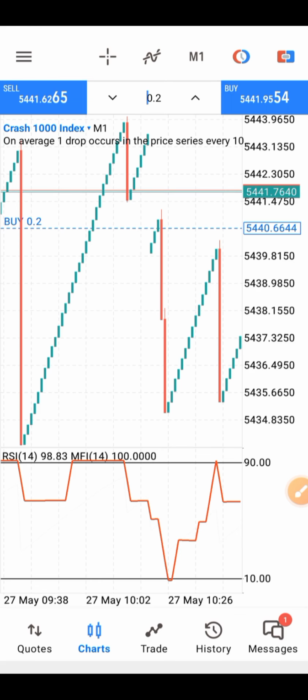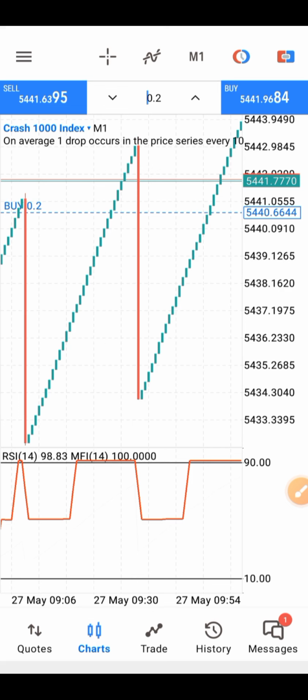So guys, I think you understand the strategy. Go to your demo account and backtest. Develop the self-confidence and the self-trust in the strategy before you fund the account to trade.